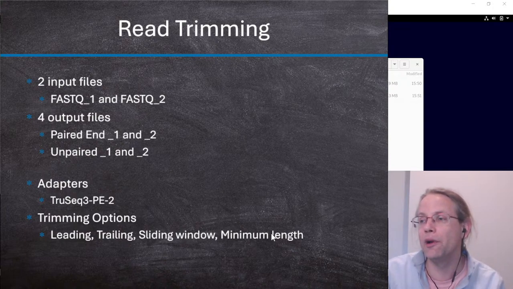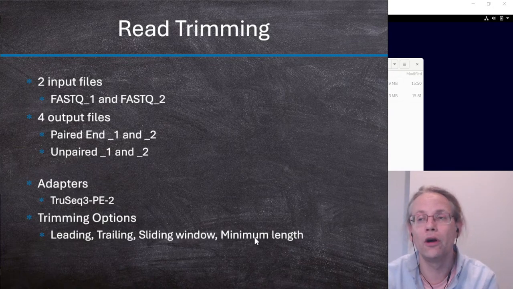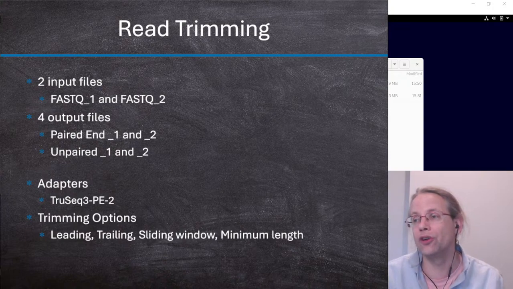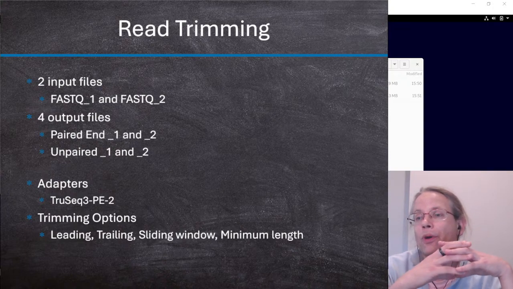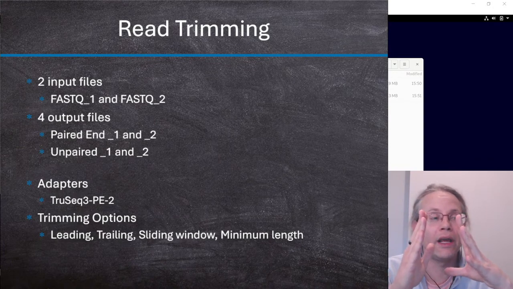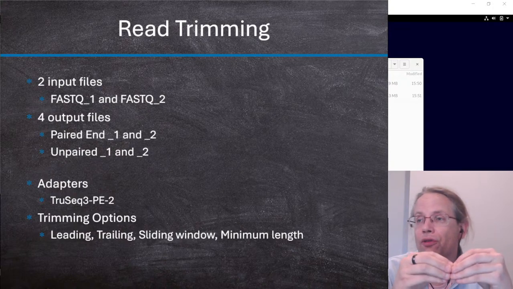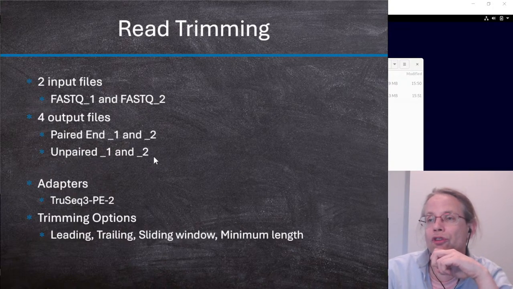And we have a minimum length. The minimum length specifies how long a read needs to be after being trimmed, right? So if it's being trimmed and we end up with a read length which is under the minimum length, then the whole read gets thrown away. If the mate does survive, then it gets put into this unpaired folder.